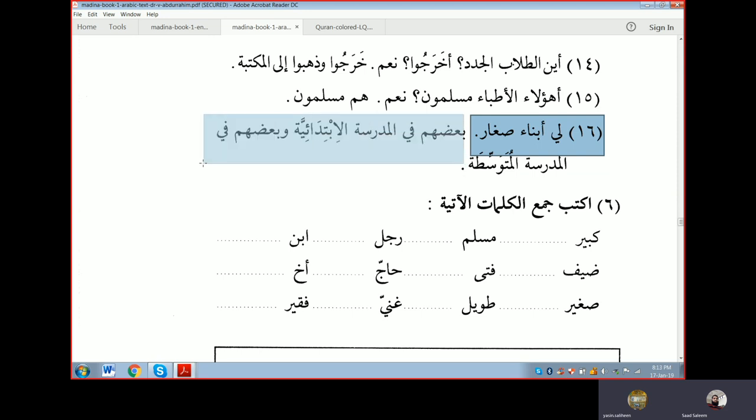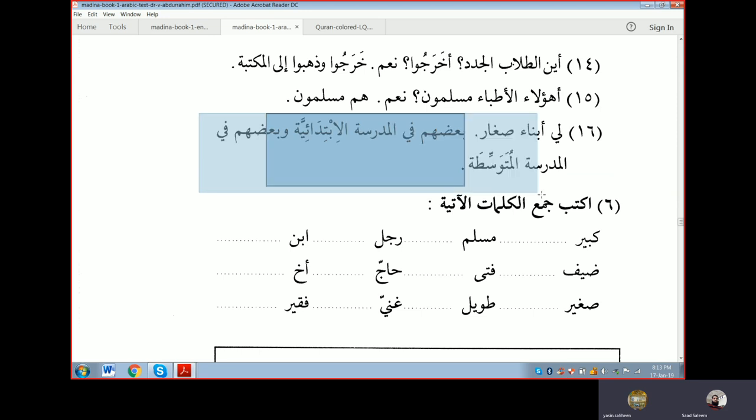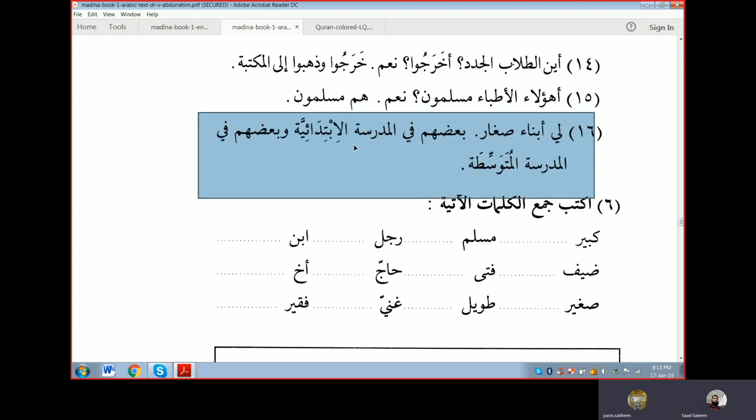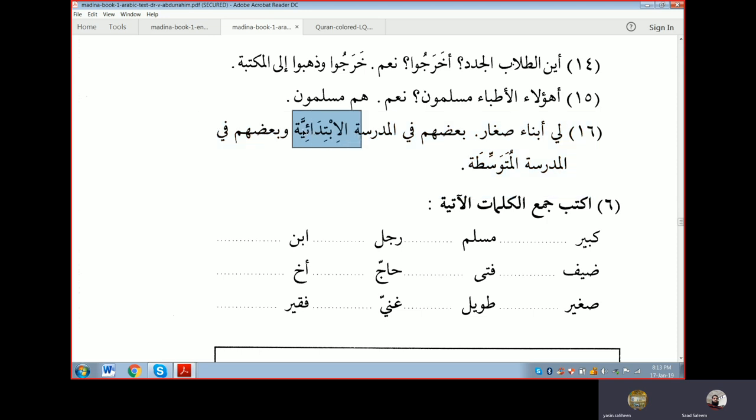Ba'dahum fil madrasati al-ibtida'iyya. Now look carefully. Ta kasra lam sakin, til; then alif kasra ba sakin, ib; then ta fatha, ti; then iya. Madrasatil ibtida'iyya, ibtida'iyya.